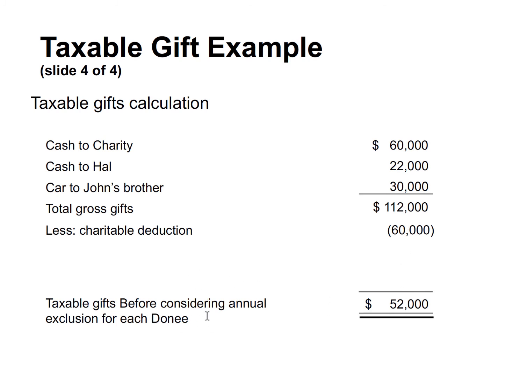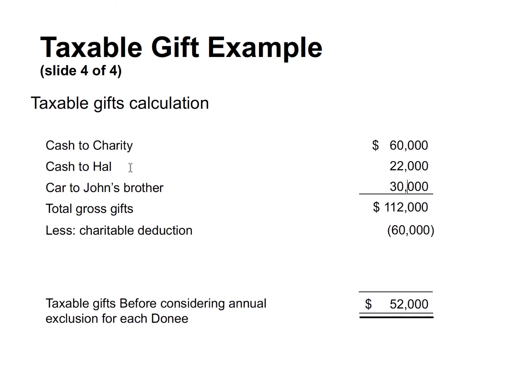Then we apply the annual exclusion per donee. So if you look at this, let's say it's $10,000 this year per donee. You don't worry about the cash to charity because that all came out. But for the cash to Hal, the $22,000 portion, 10 would be excluded. So of the 22, only 12 is going to be subject to gift tax. And the car to John's brother, which is 30,000, is a separate donee. So 30,000 minus 10,000 would be 20,000. So it'd be 12,000 for the son and 20,000 for the car to John's brother. So 20 plus 12 is 32.